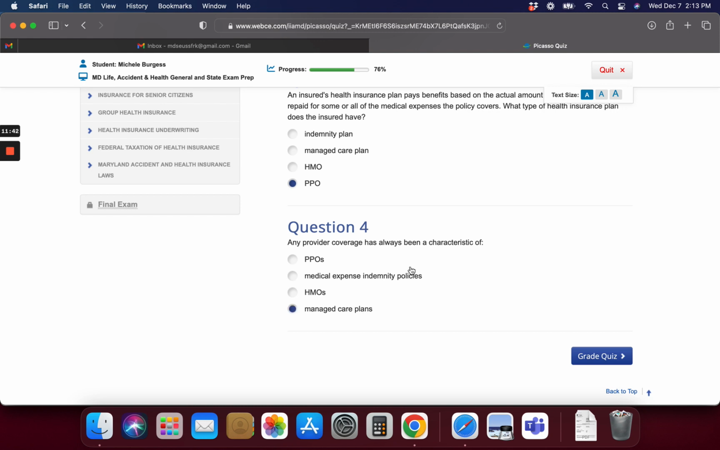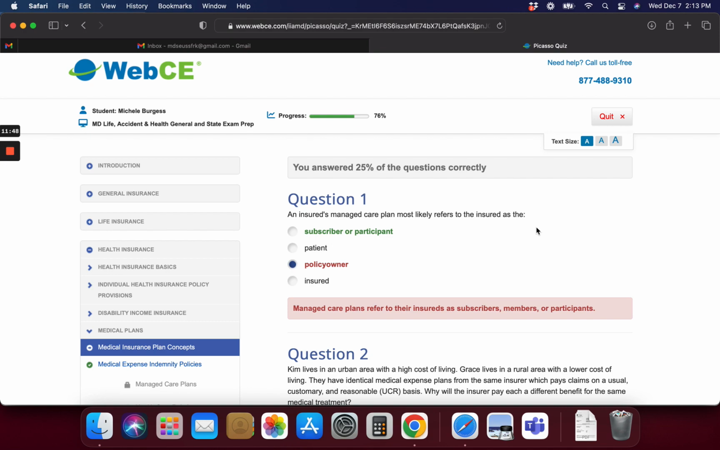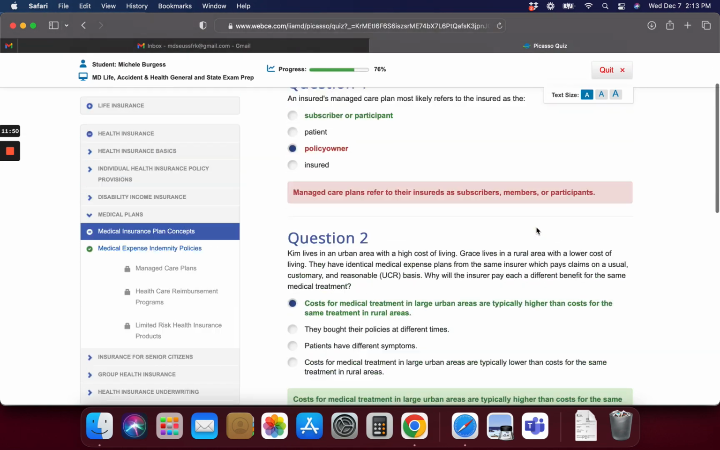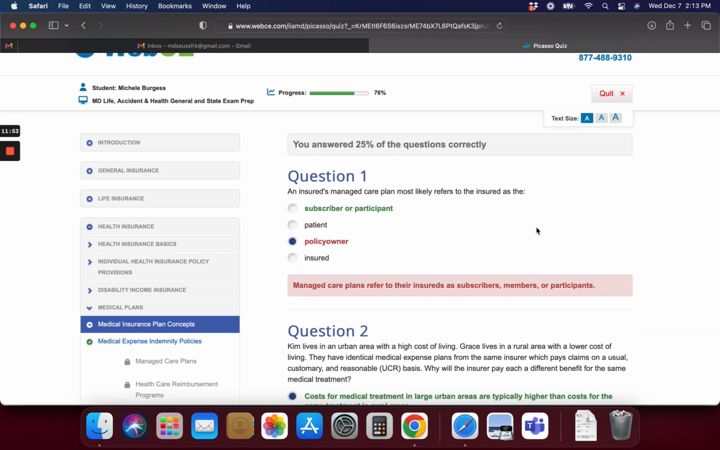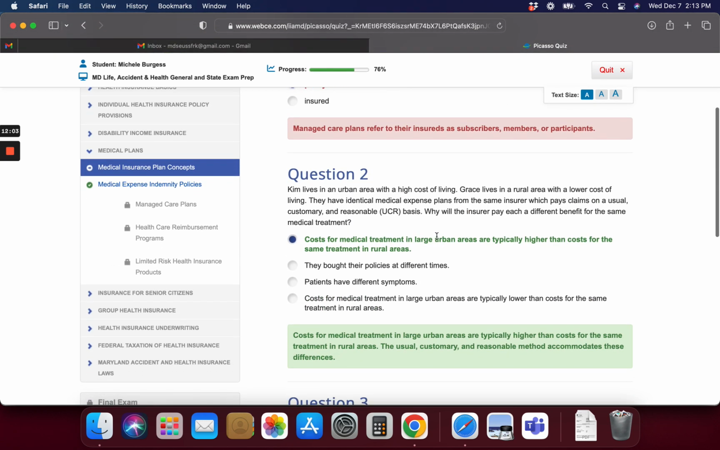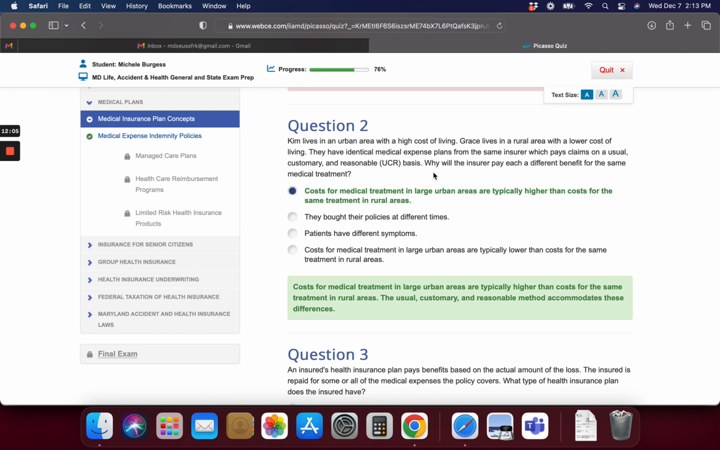All right, let's guess. Oh, I did really bad. I got one right. Okay, so let's go through this. An insured managed care plan most likely refers to the insured as a subscriber or participant. So I was way off on that one. I've never heard that before. This is the one I got right, which makes sense because it tells you right up here in the sentence. Urban area has a higher cost of living.